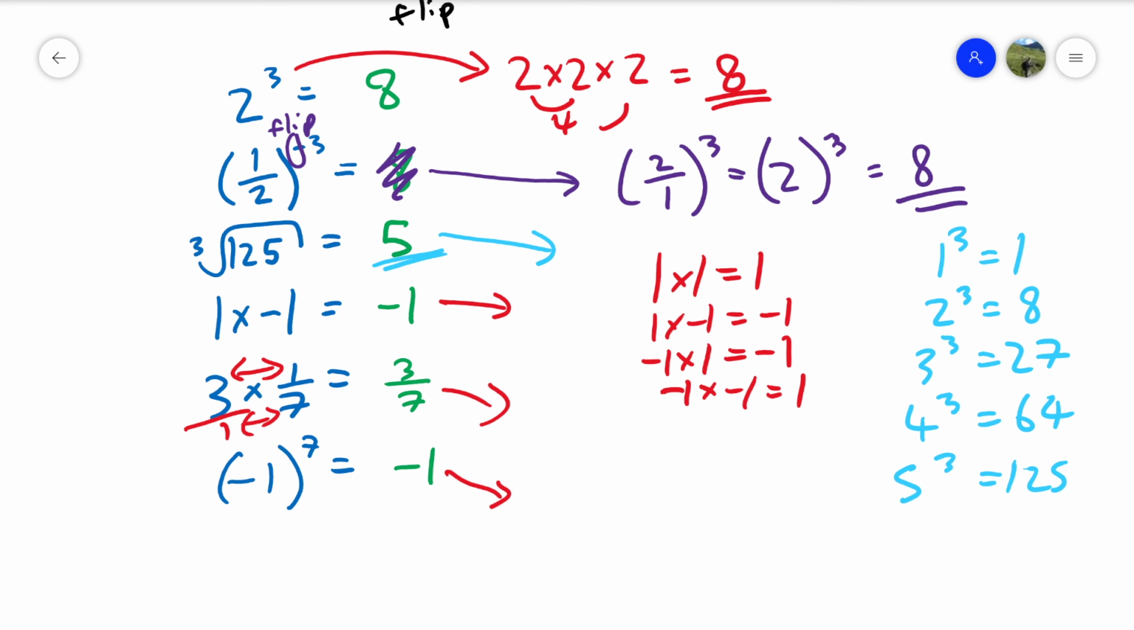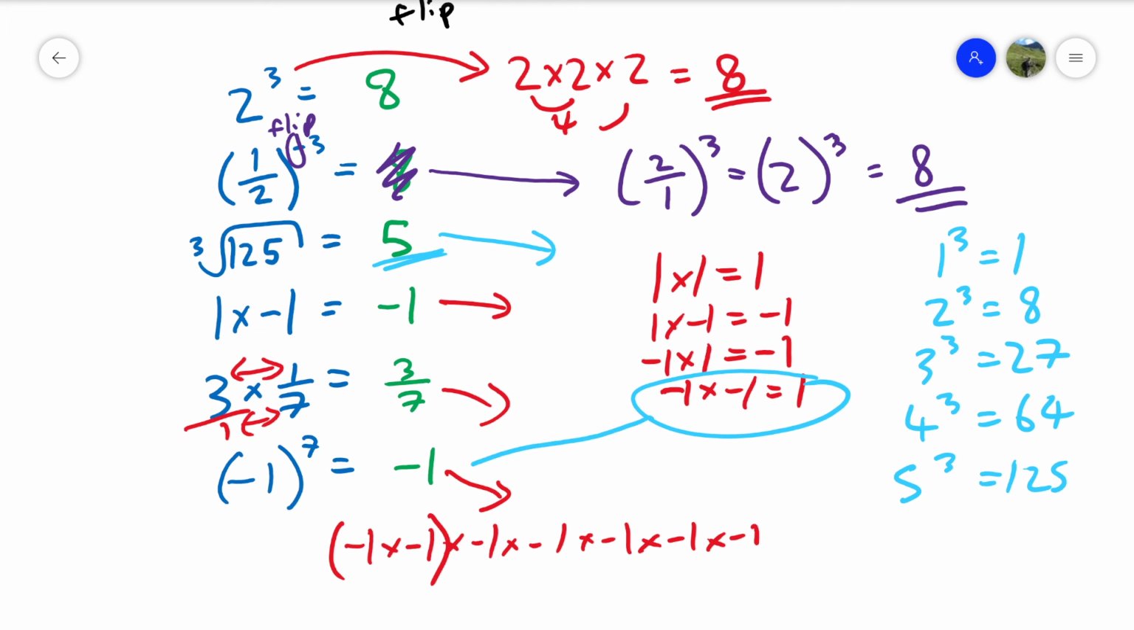This last one here, what you've basically got is minus 1 times minus 1 times minus 1 times minus 1 times minus 1 times minus 1 times minus 1. As we just mentioned up here, minus 1 times minus 1 is 1. So that's 1, 1, 1. So 1 times 1 times 1 times minus 1 is minus 1.